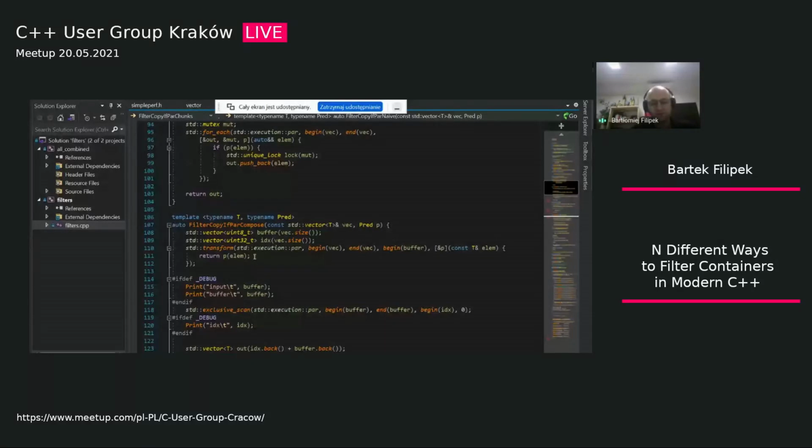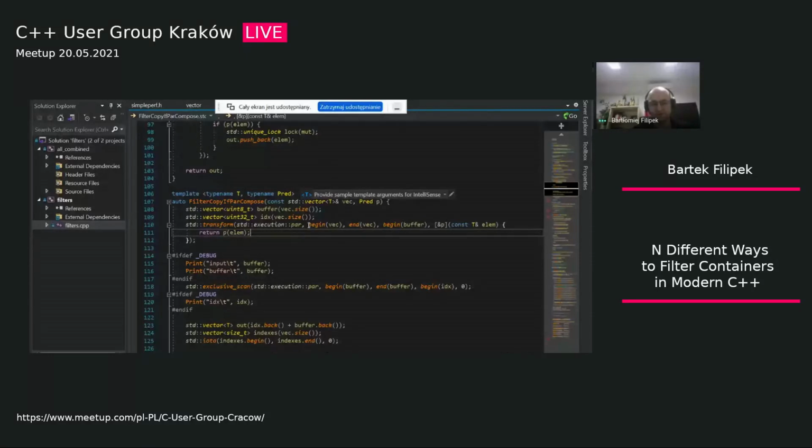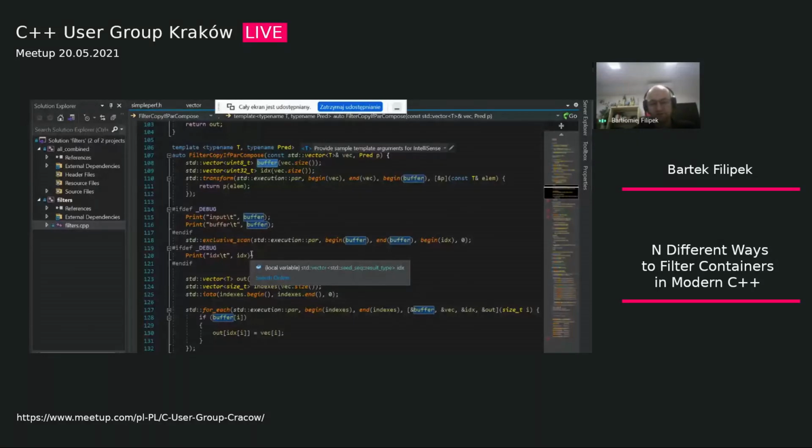So what I have here is that we transform those. We run this predicate function over that collection, and then we store that in a separate vector in a buffer. And then we have this exclusive scan. This is a new function from the standard library, and the main advantage here is that it can also be specified with this execution parameter. So there is a potential benefit of running it in parallel, and this is just one line of code, right?